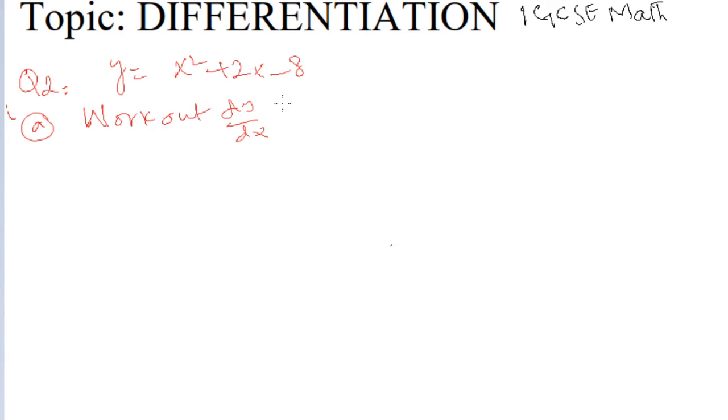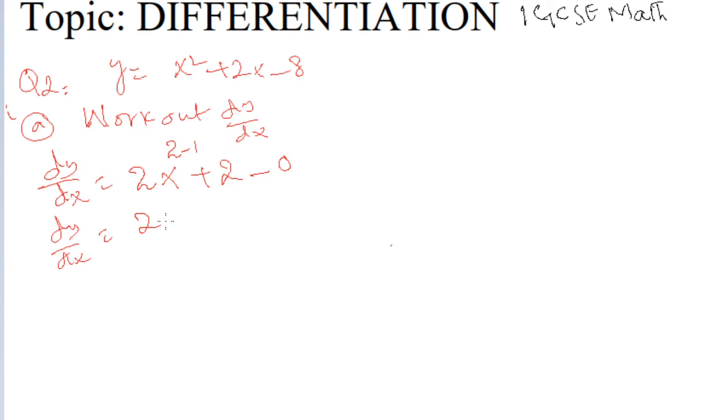Let's do dy dx. How to get dy dx? Dy dx becomes, look, power is 2 here, so power 2 comes here, then power 2 minus 1. That is the first thing. Then the second thing, it becomes 2, and the third term becomes 0. So dy dx becomes 2x plus 2. That's the result for dy dx.